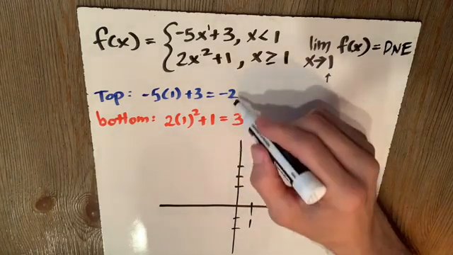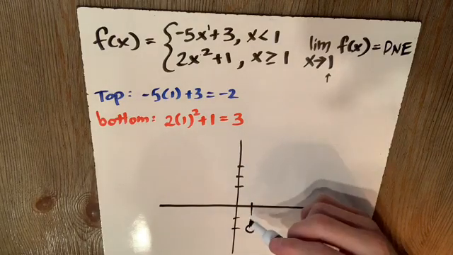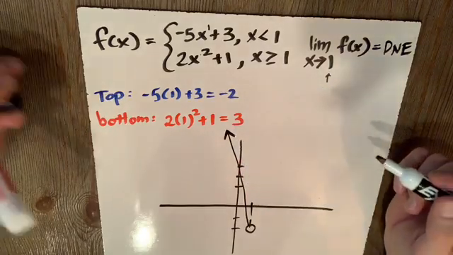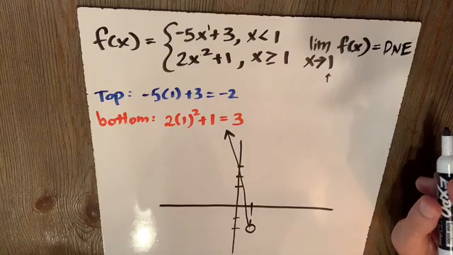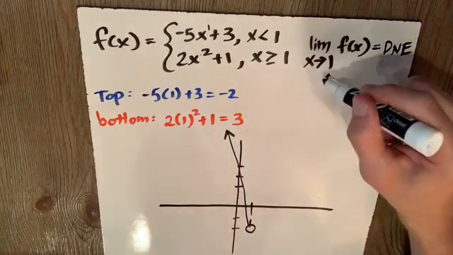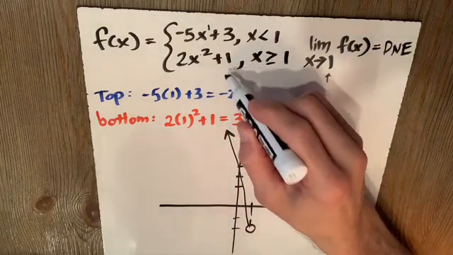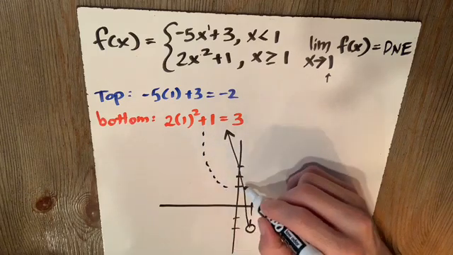So we're down here. Of course, it's going to be an open circle and it has a y-intercept of 3. It's going to look something like this. The other function is only from x equals 1 and to the right, and it's a U-shape with a vertical shift of up 1. So it's going to look something like this.